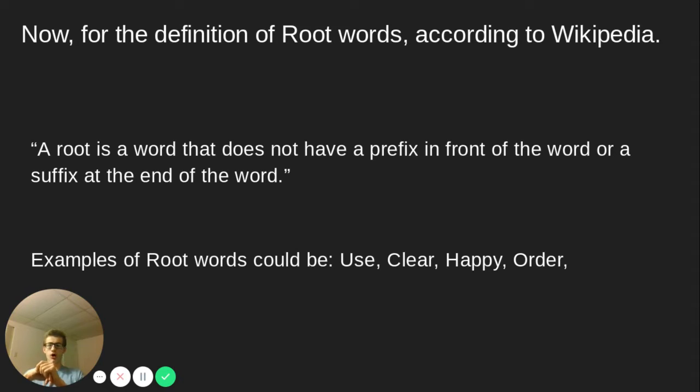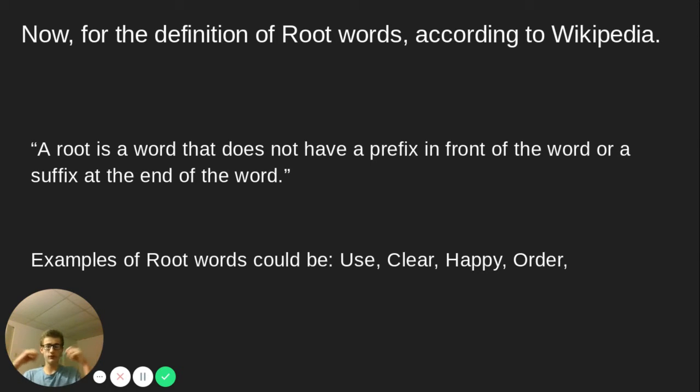Quote, a root is a word that does not have a prefix in front of the word or a suffix at the end of the word. I got this off Wikipedia, and it really makes sense. It wasn't an idiot that wrote this, or maybe it probably was, but this is actually the definition of a root word. It's pretty simple, pretty clear.